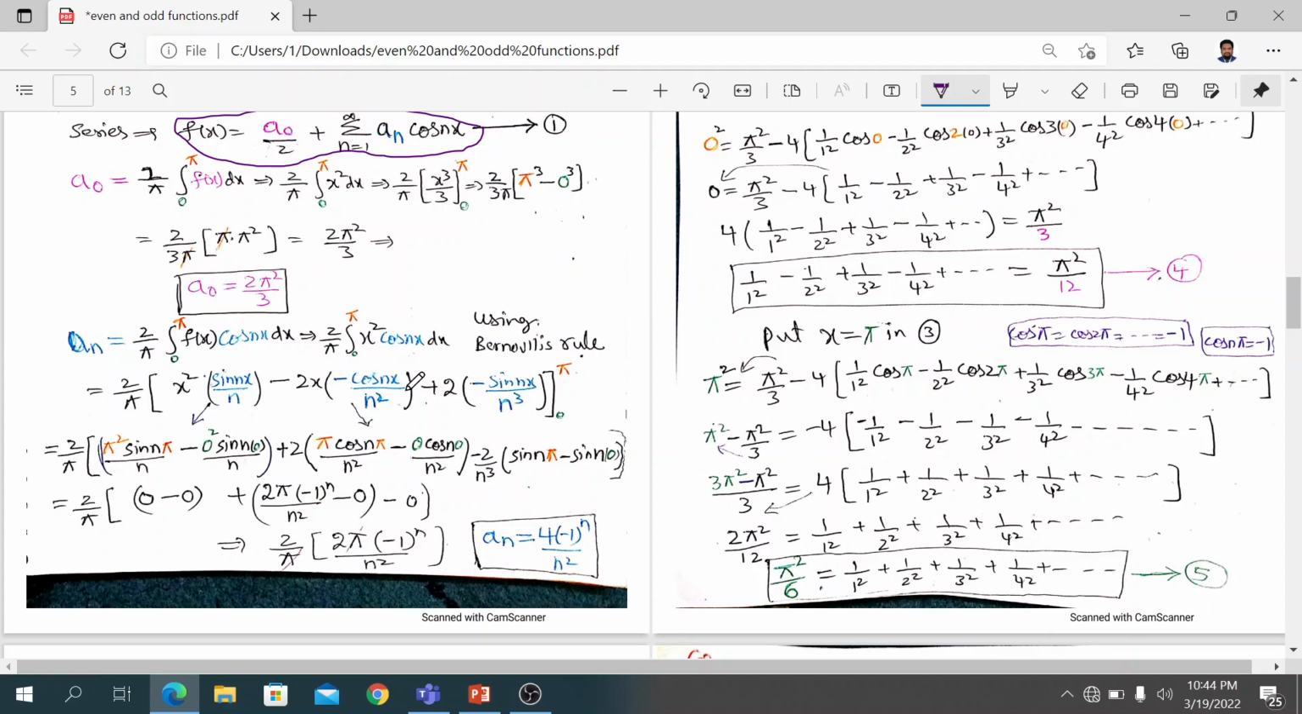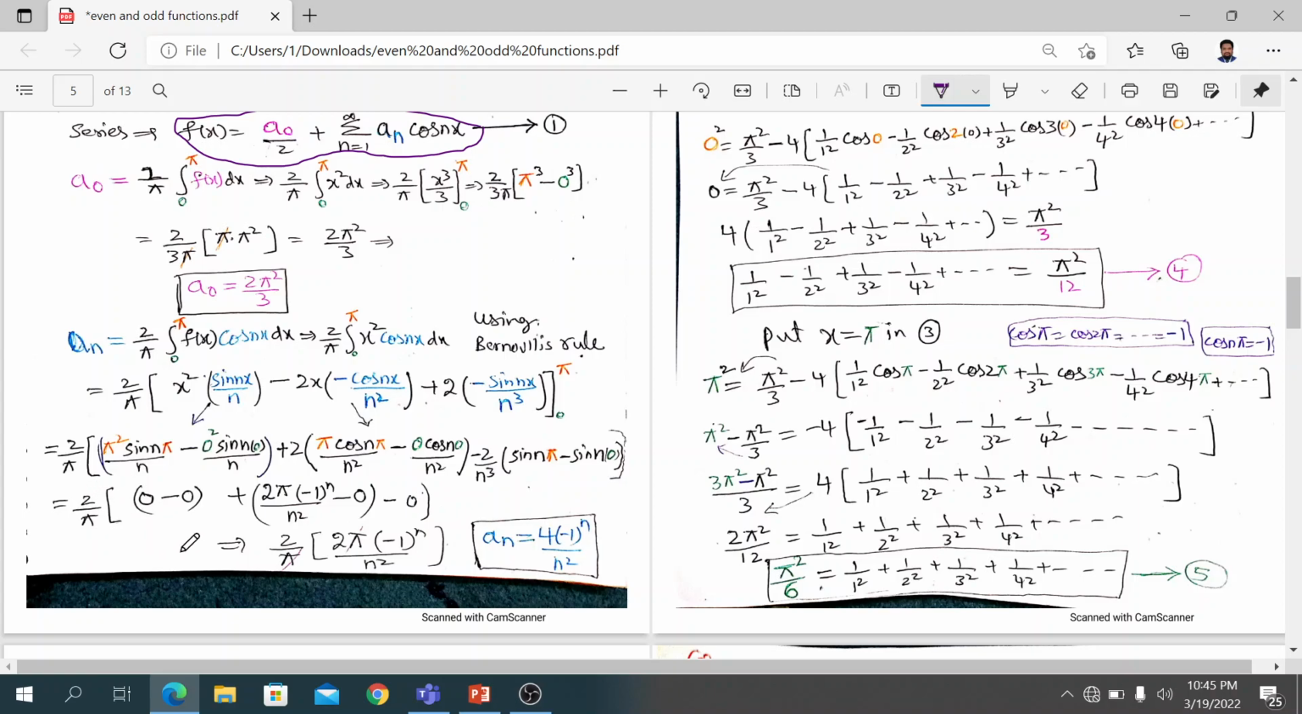x cos nx means pi cos n pi by n square minus 0 cos n into 0 by n square, minus plus minus 2 by n cube sin n pi minus sin n 0. All sin values will be 0, so 0 minus 0. 2 pi cos n pi, the value we know is minus 1 power of n. 0 into something by 0, all are 0. Minus this one 0, this one 0, the whole will be 0.